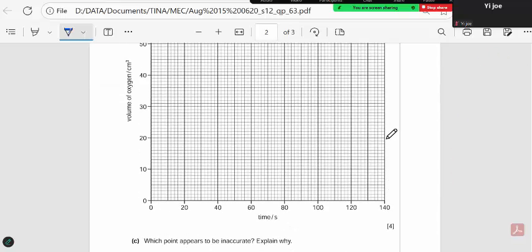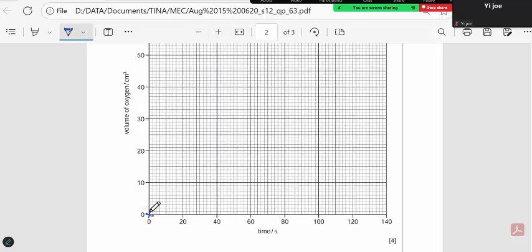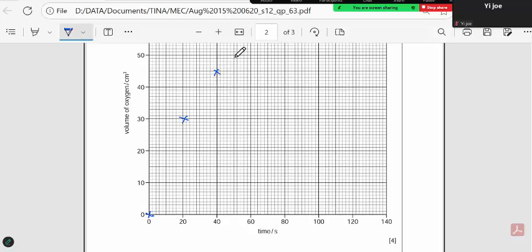Okay, so let's draw the graph. 0 is 0. Please plot nicely, with a cross or a dot, but usually we use a cross. So 0, and then at 20 it is 30. At 40 it is 45. At 60 it is 52. At 80 it is 56.